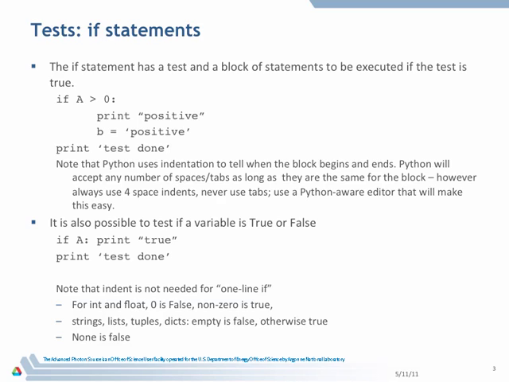But anyway, this will print true if I have an int in A and it's anything other than 0, or if it's a float and it's anything other than 0. If A is a string, tuple, list, or so on, empty is false, and anything non-empty, anything having a length of 1 or greater, is going to test as true. And None is always false. Okay.